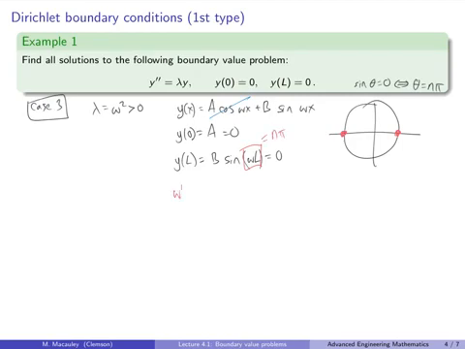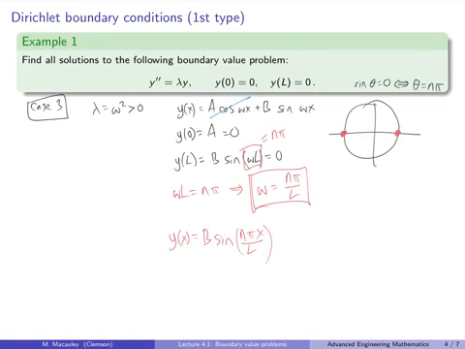So we get omega L equals n times pi, so now we know what omega is. Omega equals n pi over L. And so the special case is when L equals pi, we just get omega equals n. So what this tells us is that we have a solution. We have y of x equals b sine of n pi x over L.